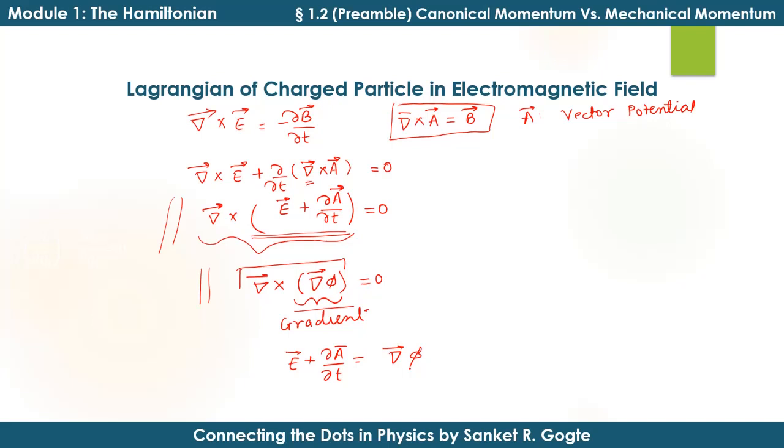Now, since we already know that the electric field E is given by minus del of V, where V is the electrostatic potential, we will use a minus sign here on the right-hand side. So V here is the electrostatic potential.